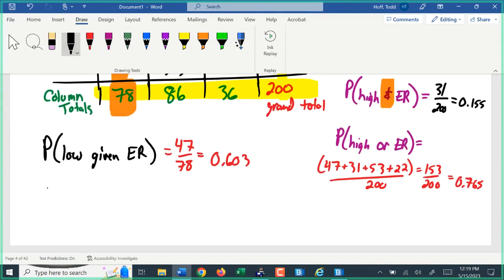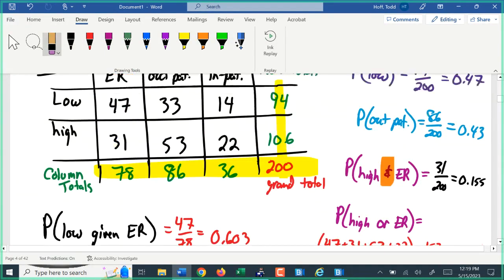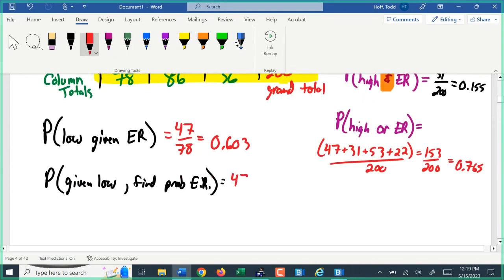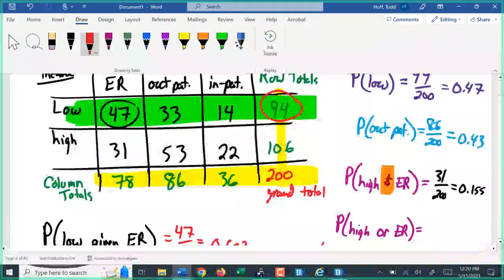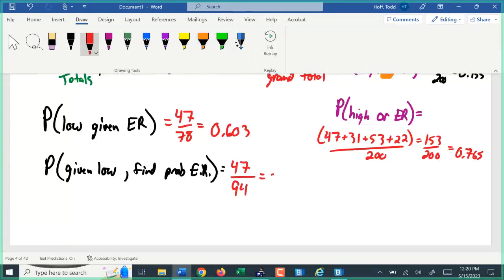Now, it looks very similar, but it's different. If I say, given that it's a low-income patient, find the probability that they're in the ER. So now we're saying that we don't know that they're in the ER, we know that they're low income. So we're only looking at the 94 low income patients. Of those, 47 were in the ER. So it's still a total of 47 patients that meet the qualification, but now we're looking at the low income as our total rather than the ER as our total. So that's out of 94. That comes out to be exactly 0.5. So a very different probability.